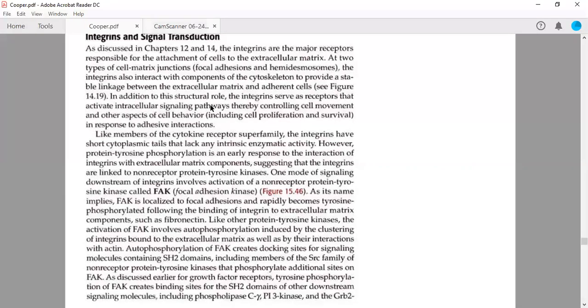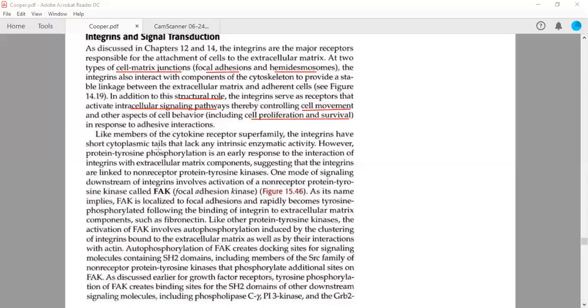So actually, this was the first role. It also has certain other roles. As you've seen, first, it is helping in cell-matrix junctions. The two major types of junctions are focal adhesions and hemidesmosomes. Whereas it also has some structural roles. It is involved in intracellular signal transduction pathways, thereby controlling cell movement. Cell movements and cell shapes are other aspects of cell behavior. For example, proliferation and survival are also under the control of these integrins.